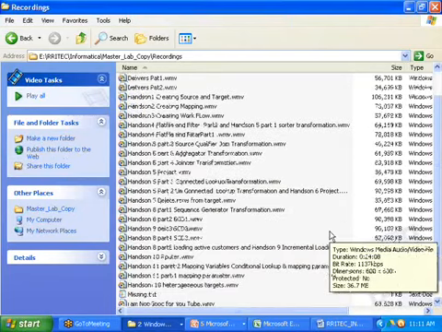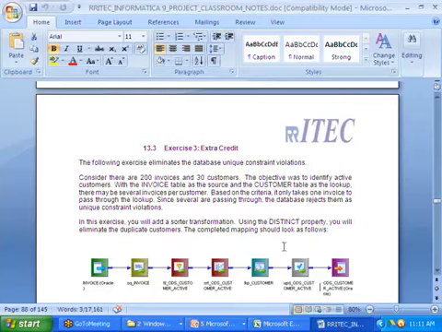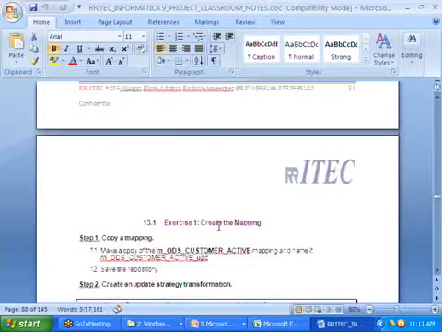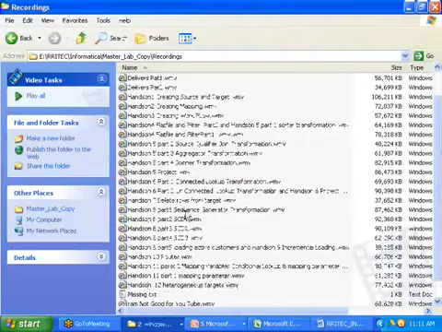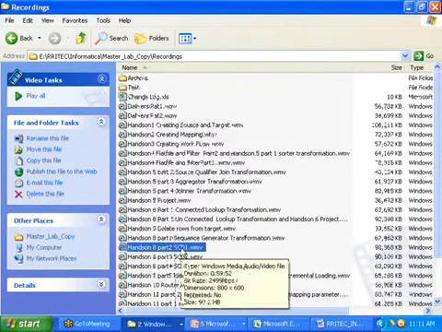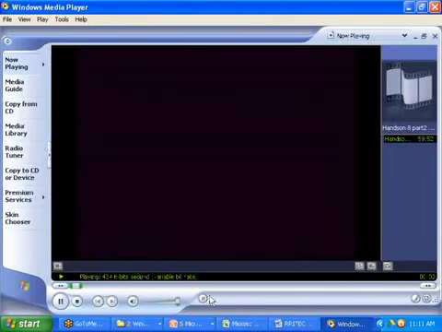Am I clear, sir? Just now we discussed update strategy transformation, right? What is the hands-on number of this one? Hands-on 8, right? Let us go to hands-on 8 here. Here, slowly changing dimension 1 is available. Let us go to hands-on 8, part 2, SCD1.